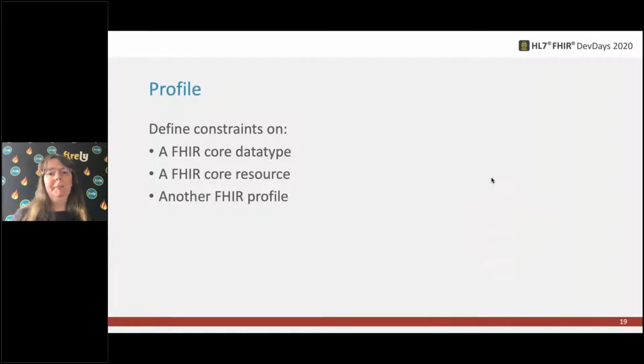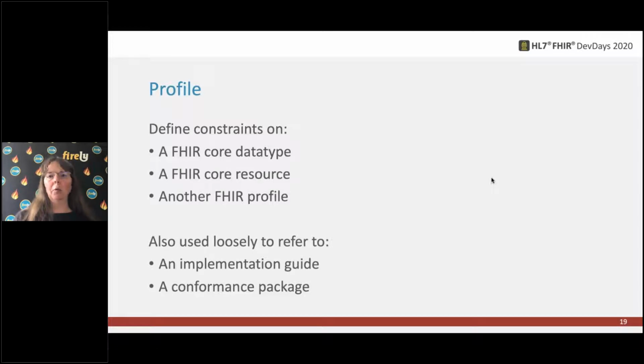So let me continue with this part, and then I will check the questions again. So profiles are constraints on standard FHIR core data types or core resources. So you take one of those and then you constrain them, restricting them further, making them more specific. You could also make use of an existing FHIR profile that someone else created and then make extra constraints on top of that. We call that derived profiles.